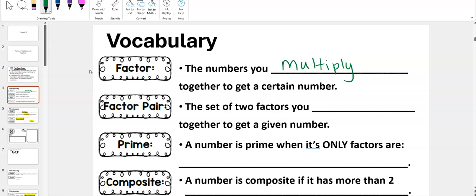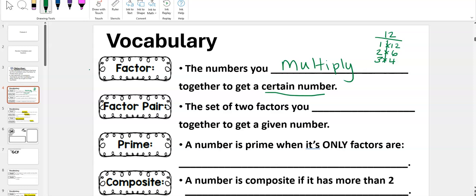So we're going to try to remember that factors are the numbers that you multiply together to equal the number in question, that certain number. If I say, what are the factors of 12? You would tell me, the factors of 12 are 1 times 12, 2 times 6, 3 times 4. All of these is multiplication in the middle, and these are all the factors of 12.